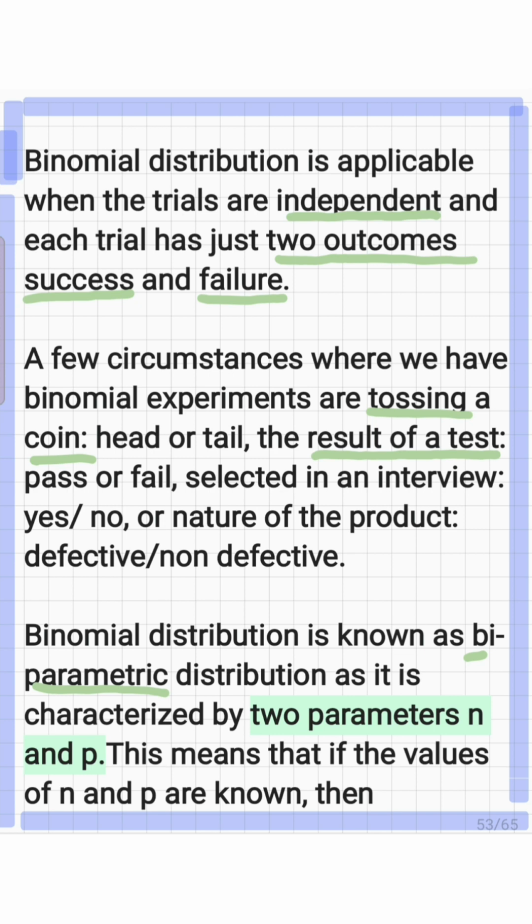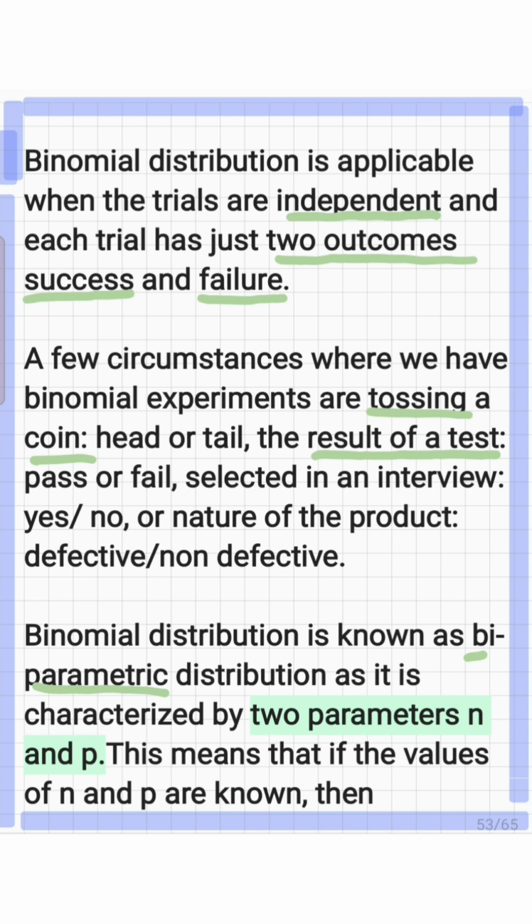For example, if we are tossing a coin, then the result would be getting a head or a tail. Or if you are taking a test, the result would be pass or fail. So these are the circumstances while we are talking about the binomial experiments.